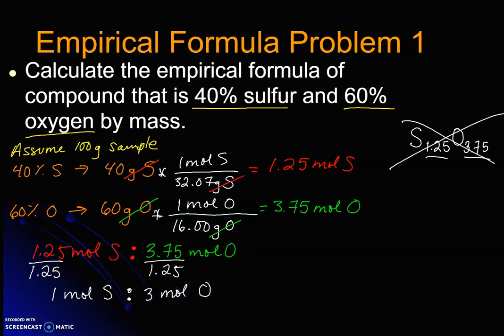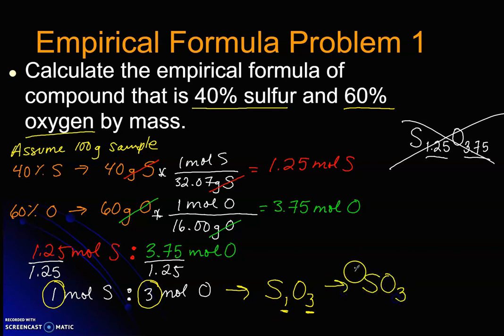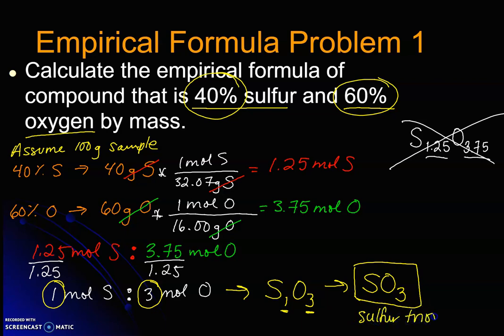Fabulous. So now what do I do? Now I take my 1 mole of sulfur for every 3 moles of oxygen and I use that to make a formula. 1 mole of sulfur for every 3 moles of oxygen. Oh wait, I don't write the implied one. I just write SO3. That is my formula for this compound that is 40% sulfur and 60% oxygen by mass. Okay, so this is called sulfur trioxide.